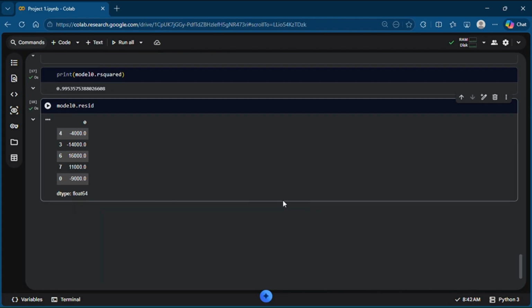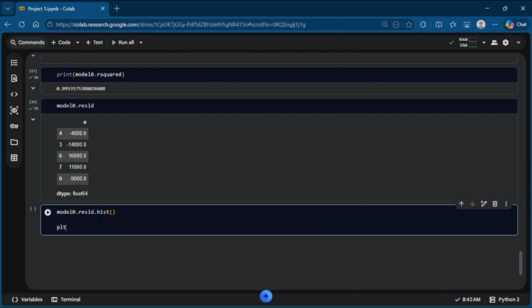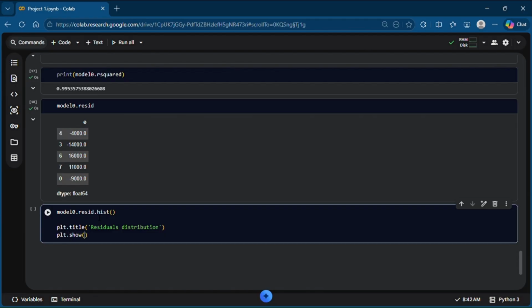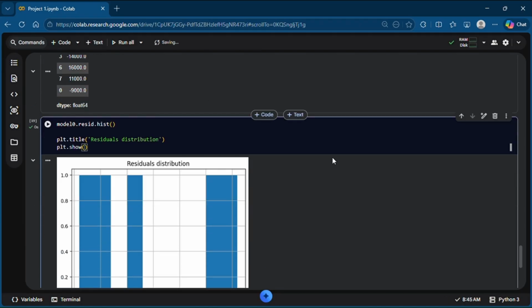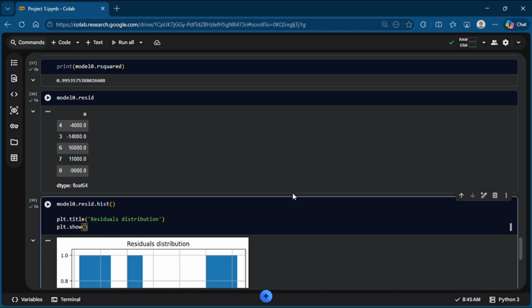So let's see this in a histogram. Dot hist, let's name it with plt.title, plt.show. Okay, so we have this histogram.